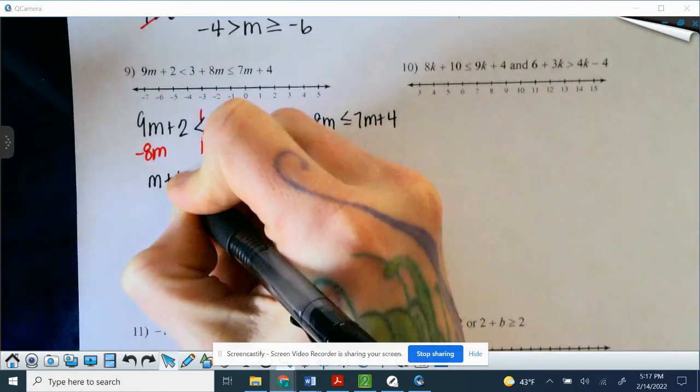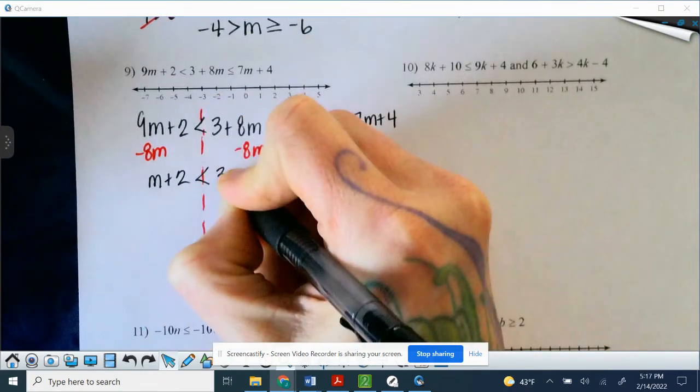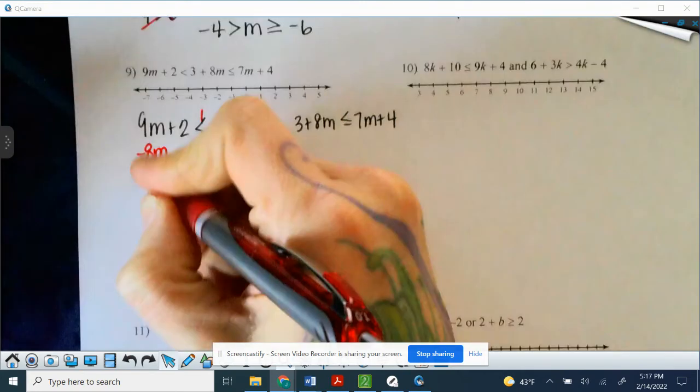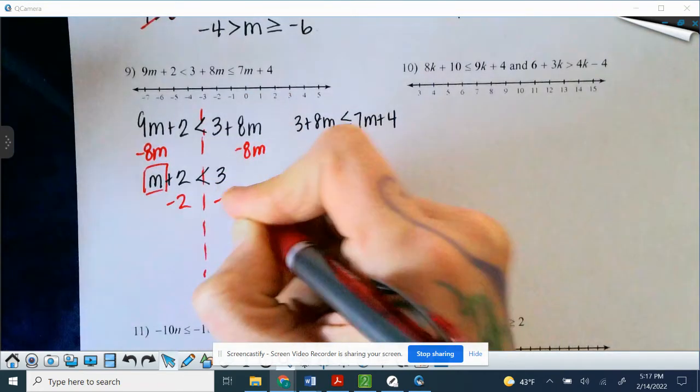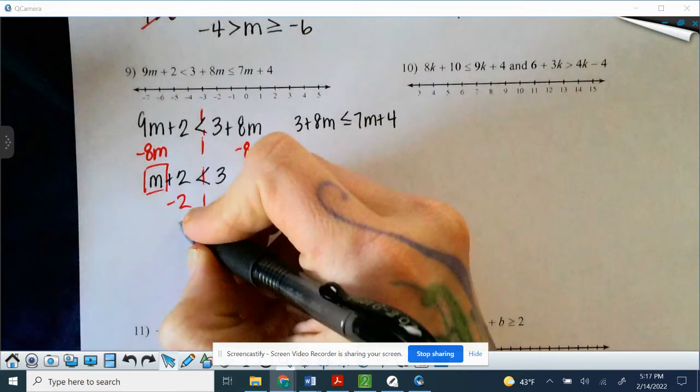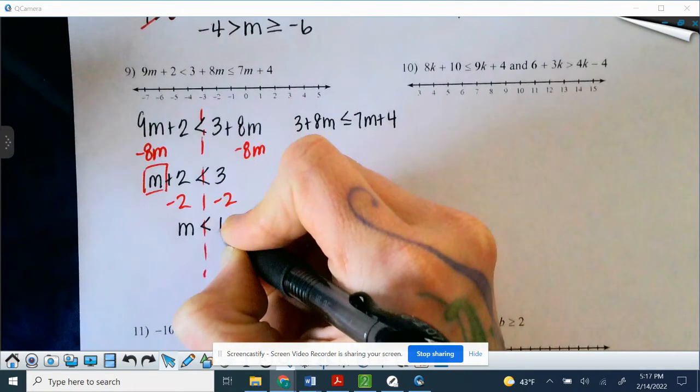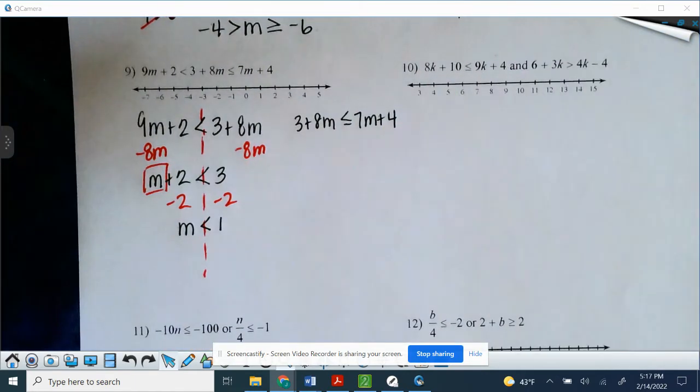Plus 2 is less than 3. I need m by itself, so I'm going to subtract 2 from both sides. And that's going to be m is less than 1. Again, you did not divide or multiply by a negative. You just subtracted, so nothing needs to switch with your sign. Only switch the sign if you multiply or divide by a negative.